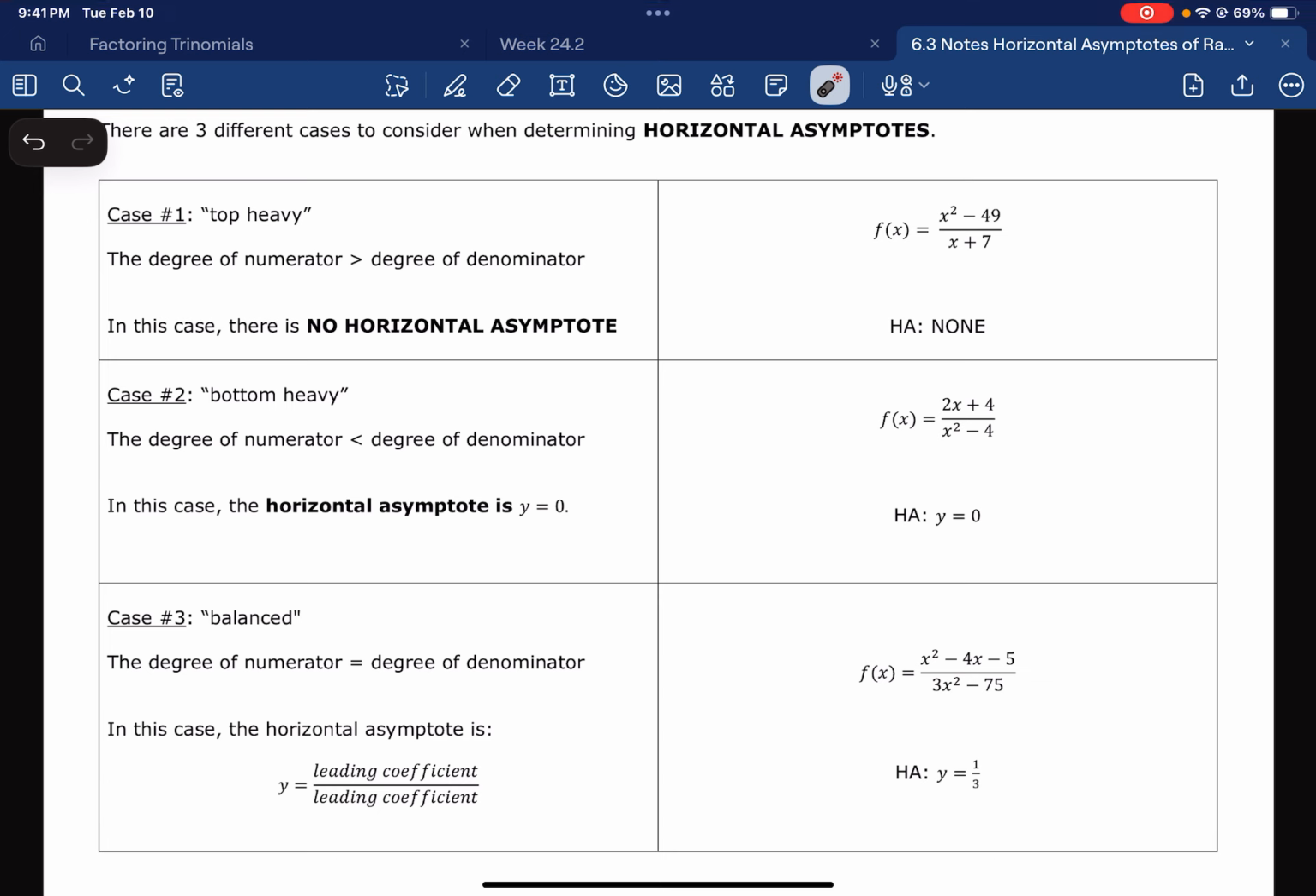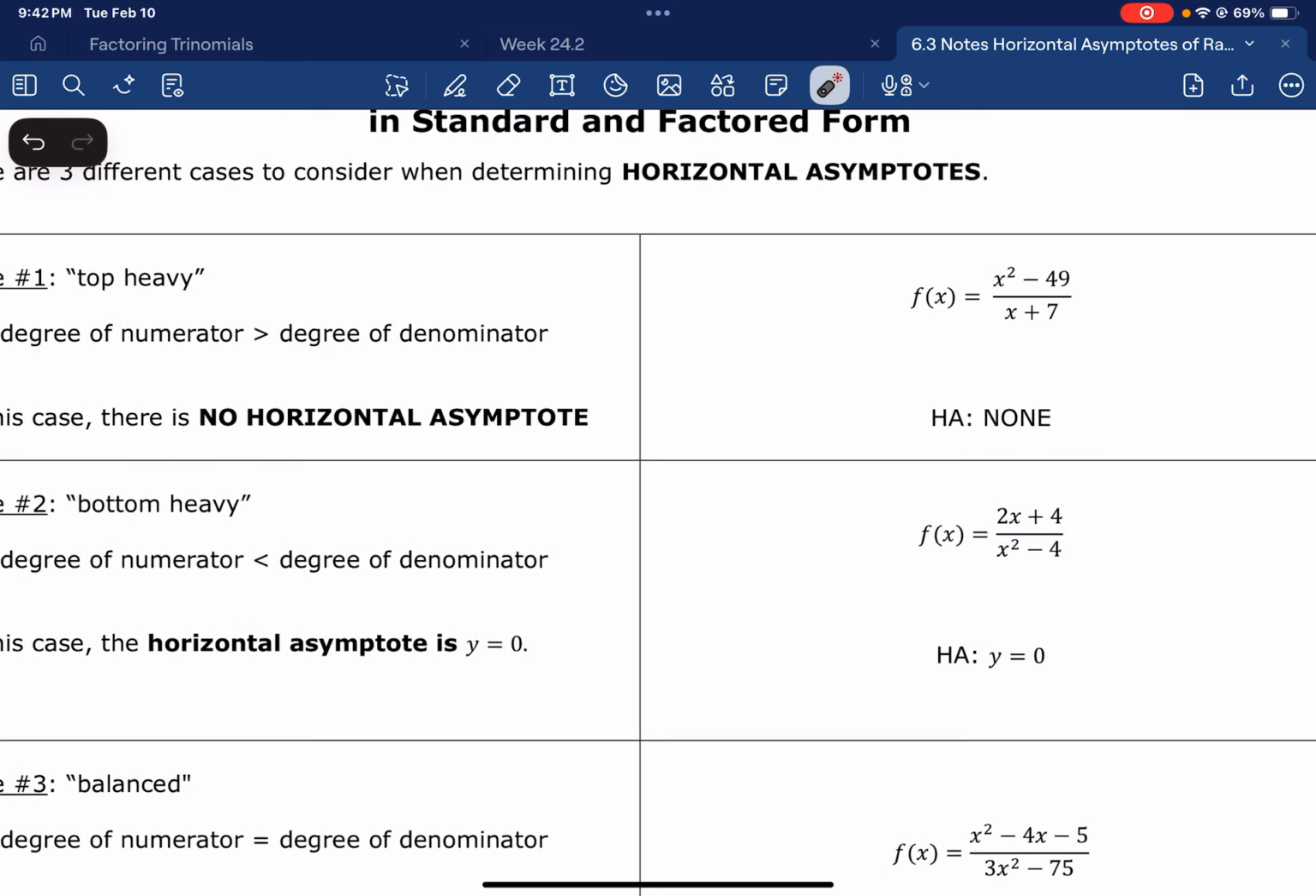So if you have a function that is what I like to call top-heavy, that means the degree of the numerator is larger, then there is no horizontal asymptote. In case 2, if you look at a function that I like to call bottom-heavy, that means the degree of your denominator is larger, okay? In that case, you have a horizontal asymptote of y equals 0, okay? So if you have a higher degree or a larger power in the denominator, there's a horizontal asymptote at y equals 0. So let's look at those first two, okay?